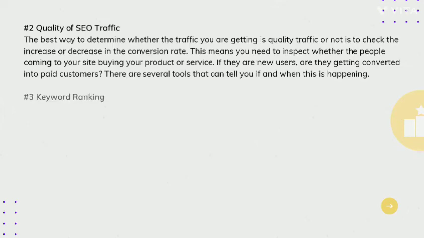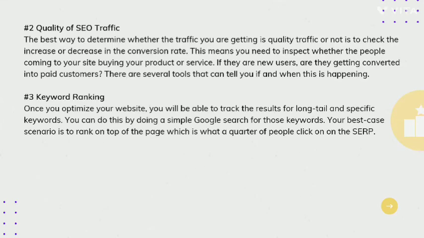Number 3. Keyword ranking. Once you optimize your website, you will be able to track the results for long-tail and specific keywords. You can do this by doing a simple Google search for those keywords. Your best-case scenario is to rank on top of the page, which is what a quarter of people click on in the SERP.